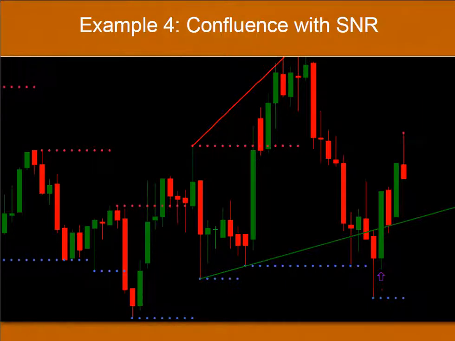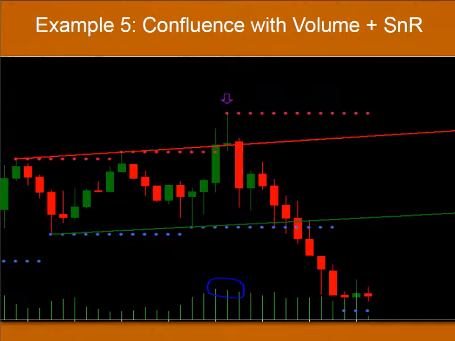So that's example number 4, where the focus here is you ensure that your signal formed where there was a support and there was a trend line, and we had an engulfing candlestick pattern. So 3 things telling you the market is likely to move up. Next, example 5. Here is confluence with actually 2 things, okay?